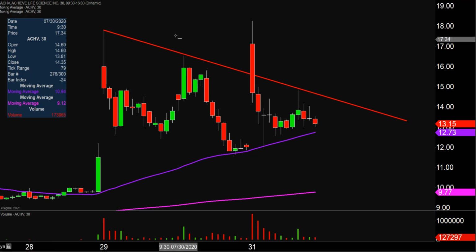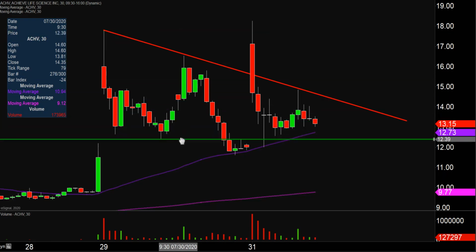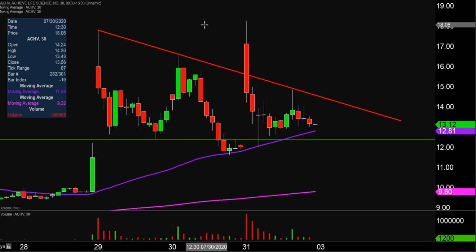And then as far as supports are concerned, key level to watch going into next week is going to be right down there around $12.25. But as of right now, yeah, rough day today with the gap and trap, but we'll see if the price can try to get things turned around or not next week.